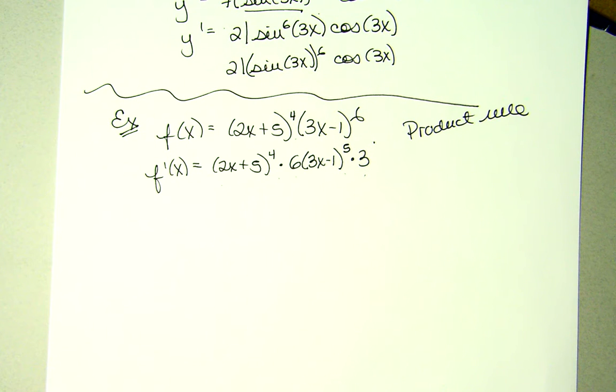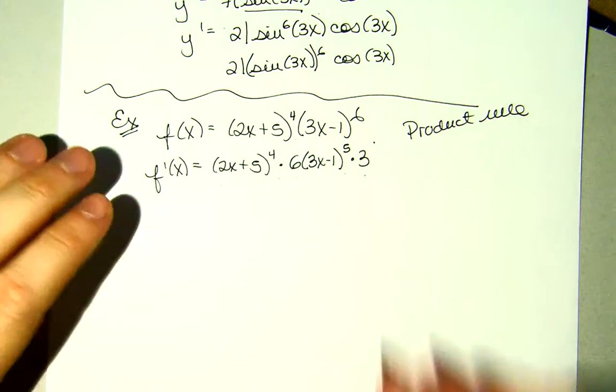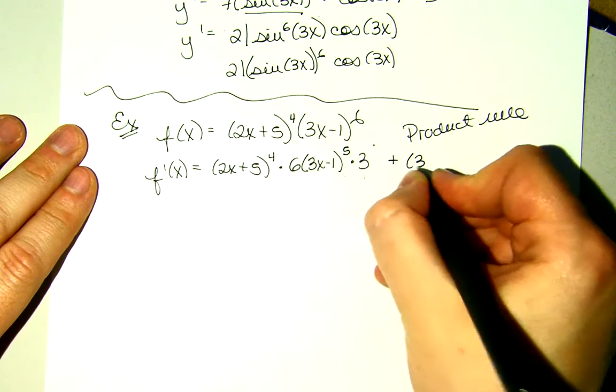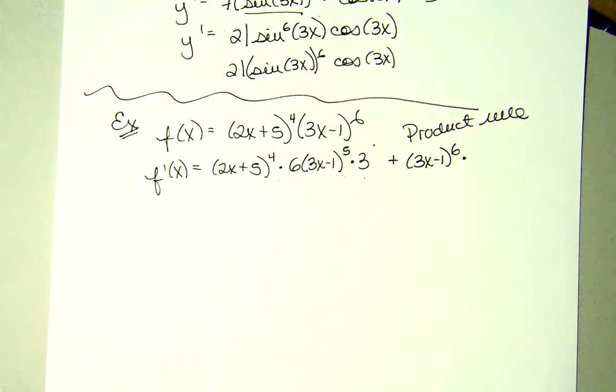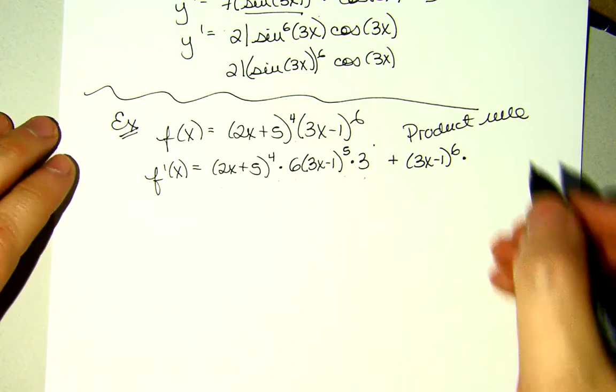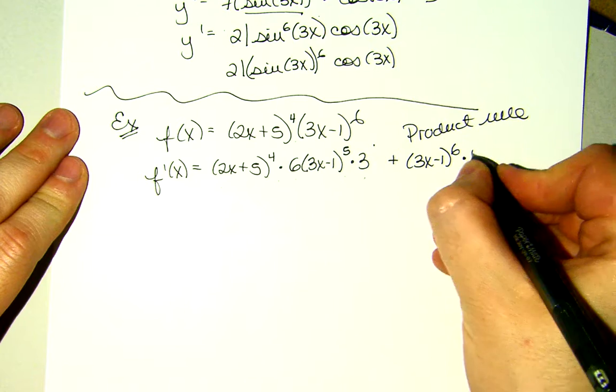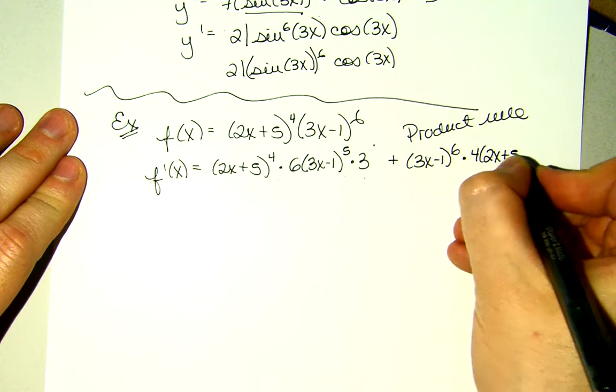Am I done with the calculus part here? There's more. I just did first times derivative of the second. We need second times derivative of the first. Second is (3x minus 1) to the sixth. You go take a moment and do your derivative of the first, which is going to require chain rule. Stay awake. I know it's warm. We're almost there. Maddie, do you have that second piece? 4 times (2x plus 5)... times 2. Perfect.